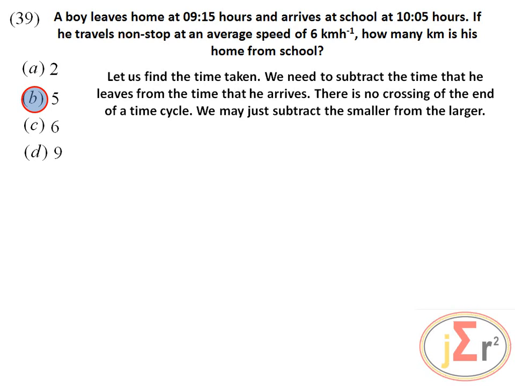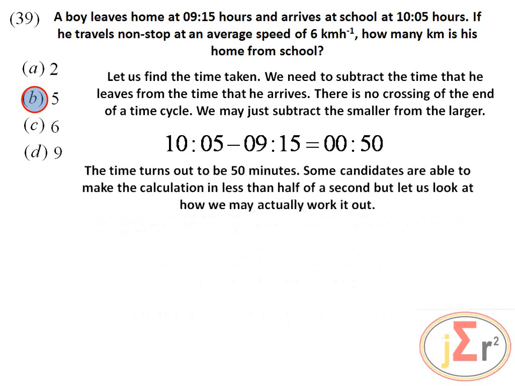There is no crossing of the end of a time cycle. We must just subtract the smaller from the larger. So we are subtracting 9:15 from 10:05, and the result is 50 minutes. The time turns out to be 50 minutes. Some candidates are able to make the calculation in less than half of a second. But let us look at how we may actually work it out.